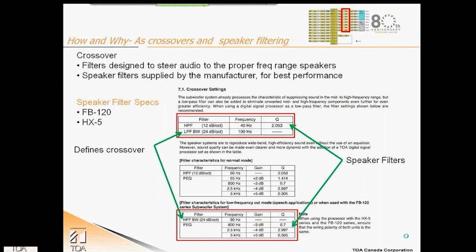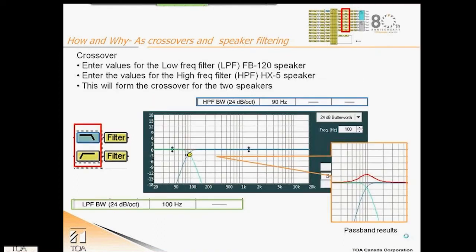A typical table would look like the chart provided here. First, the crossover. The low-frequency speaker will require the low-pass filter with a specific filter slope and corner frequency. The high-frequency speaker will require the high-pass filter and a specific slope and corner frequency. Once the low pass, which is in green, and the high pass, which is in blue, filters are set, the possible total results of the combined two speaker groups is shown in red.